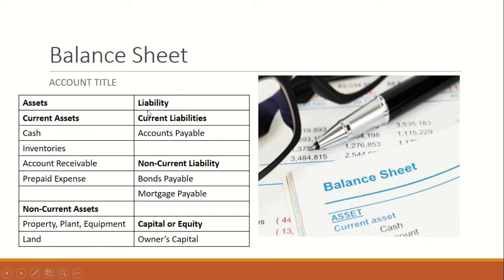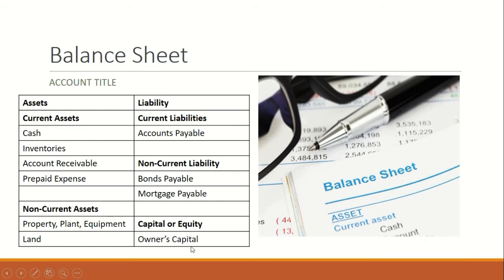And in liability, there are also two types, the current liability and non-current liability. Current liability, for example, is the accounts payable. And non-current liability, which is for long term, includes the bonds payable and also the mortgage payable. And in the capital or equity, there is the owner's capital.